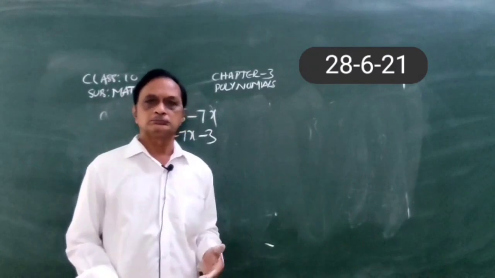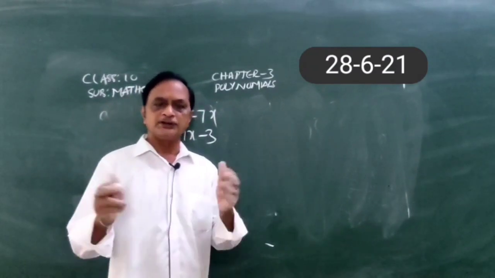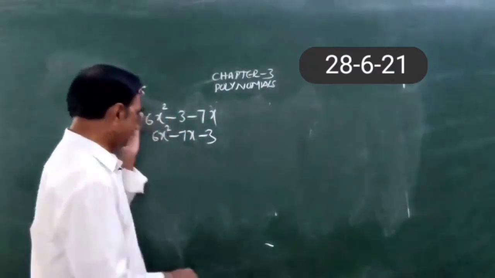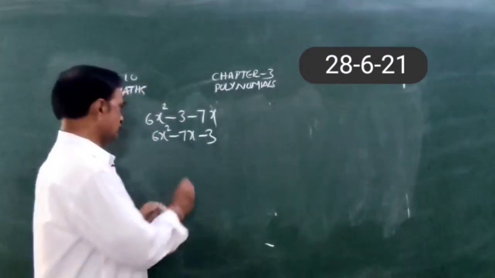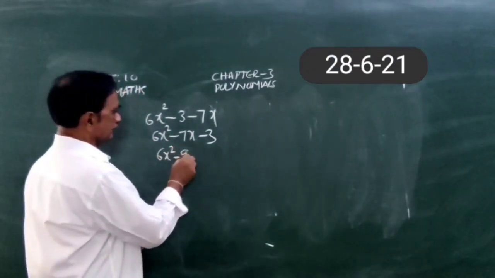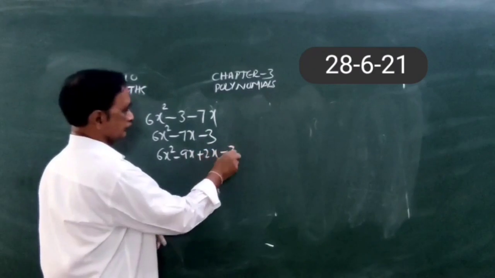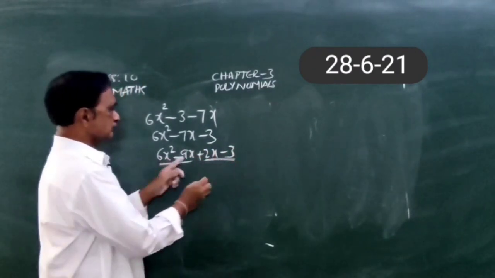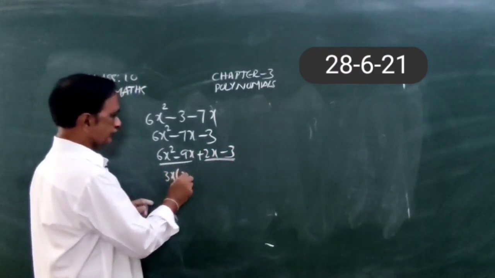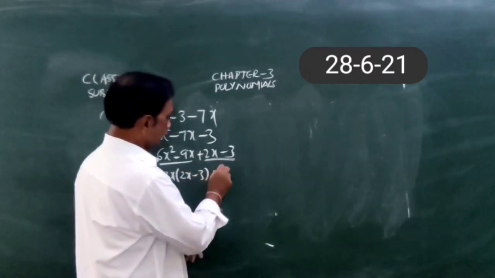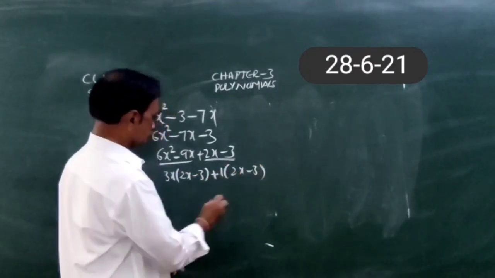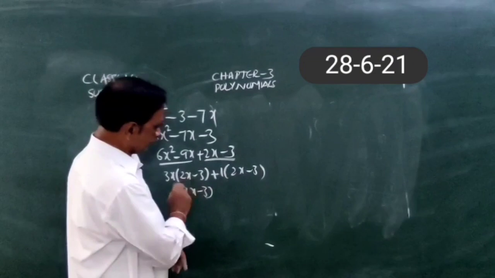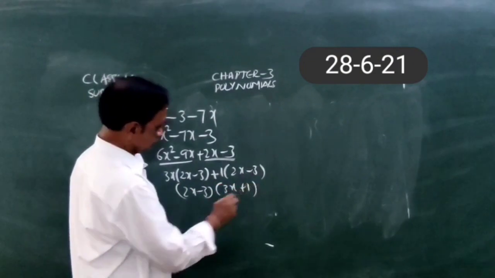9 minus 2 is 7. What are the signs of 9 and 2? So 9 minus, 2 plus. So 6x square minus 9x plus 2x minus 3. From these two we can take 3x into 2x minus 3 plus 1 into 2x minus 3. So 2x minus 3 into 3x plus 1.